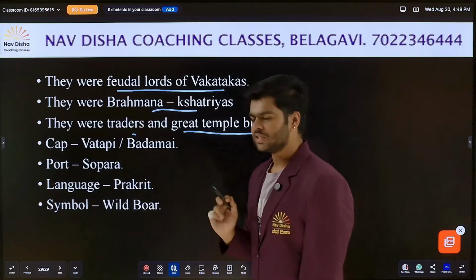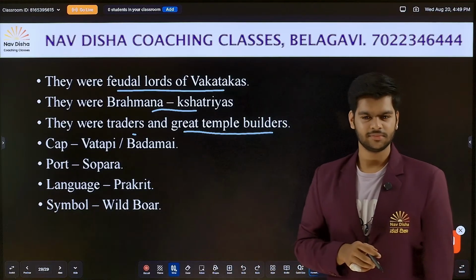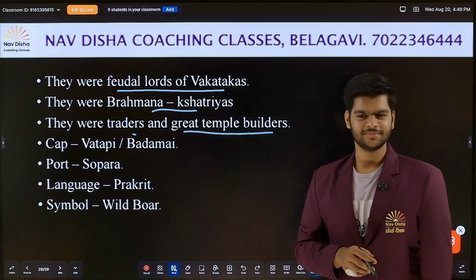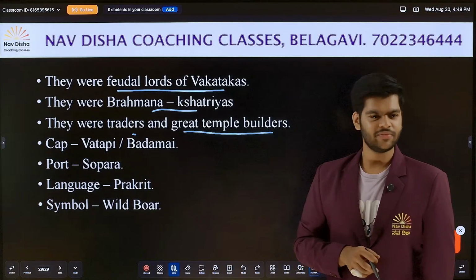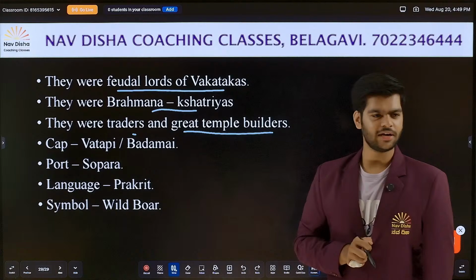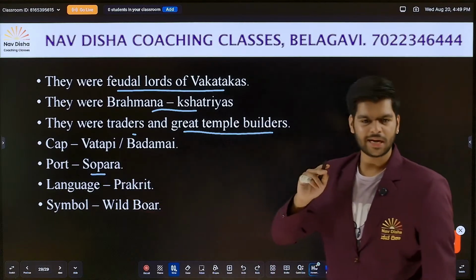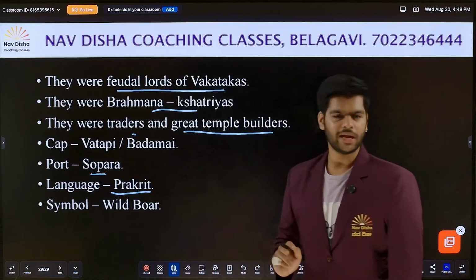Capital Vatapi or Badami. Where is Badami? Anyone visited Badami? Where is it? Karnataka. It is very famous today for temples and rock cut temples, etc. Port Sopara. They had Port Sopara, which is in Maharashtra. Language Prakrit. Symbol wild boar.